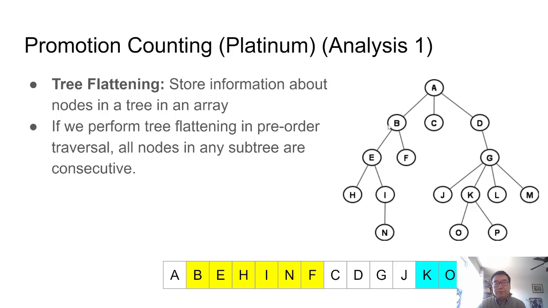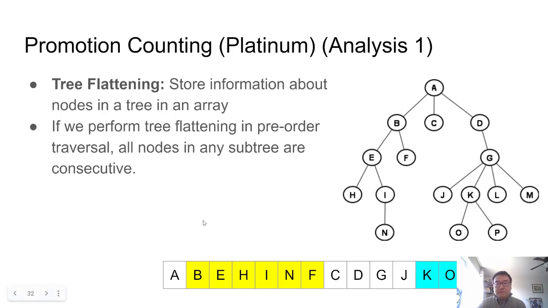When we do a pre-order traversal, it has the property that all the nodes in any subtree are consecutive. For example, if we look at B, then all the nodes in the subtree of B start at B, and anything after B, this rest of the yellow part, corresponds to the subtree. For another example, this blue part corresponds to the subtree here.